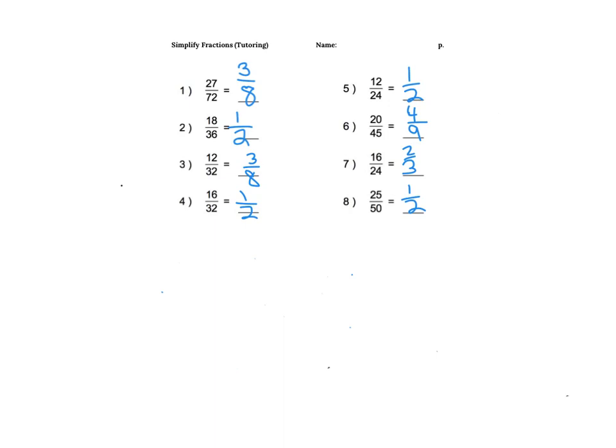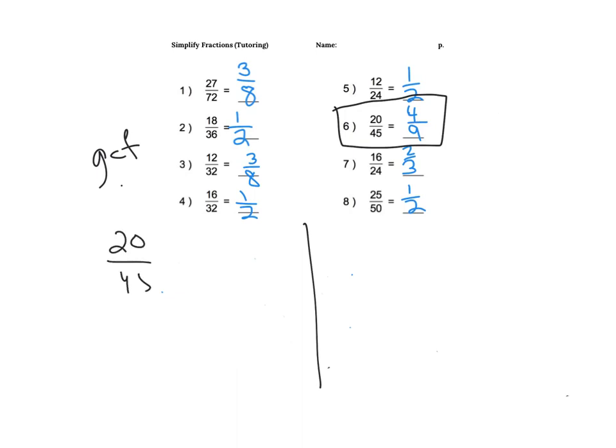All right, guys. Next one, I'm going to use the same strategy. We're going to do the GCF method for greatest common factor, and then we're going to do the factor tree method. Let's take a look at number 6. If I have 20 45ths, the biggest number that I can think of that goes into both of those is 5. So I'm going to divide the numerator and the denominator by 5. 20 divided by 5 gives me 4. 45 divided by 5 gives me 9.